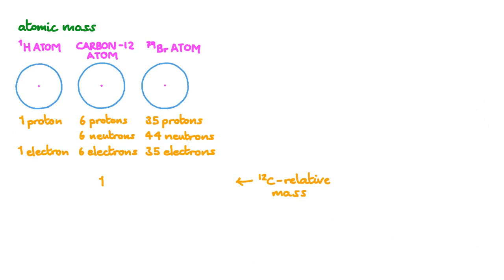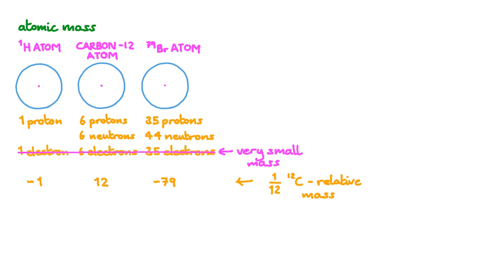Now, we could just use the whole of the carbon atom as our reference point, and on that scale, a carbon-12 atom would have a mass of 1, and our hydrogen and bromine atoms would have relative masses of about a twelfth and about 6.6. However, chemists came up with a more convenient way of doing it. Electrons don't have much mass compared to protons and neutrons, but protons and neutrons weigh about the same. So instead, chemists use a system where the number of protons plus the number of neutrons is very close to the relative mass. While it may sound complicated, it does make things a lot easier.